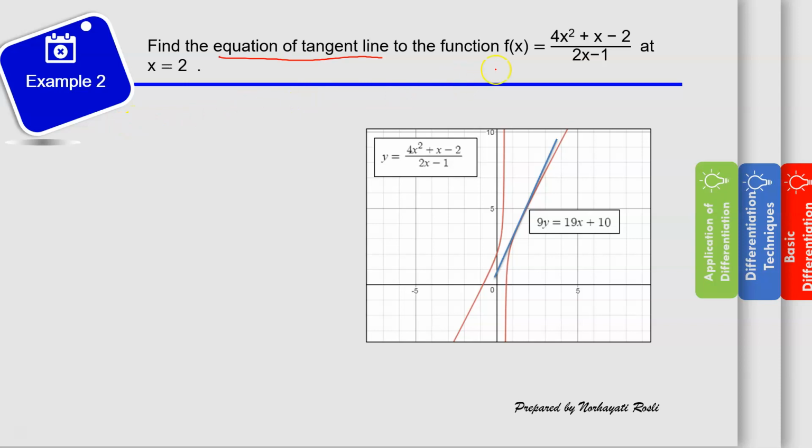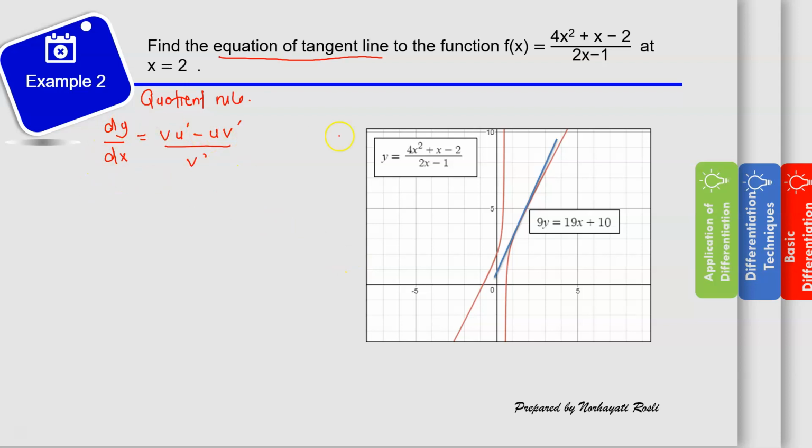We need to use quotient rule because we have a division of two functions. In this case, how to differentiate dy/dx? Use quotient rule. Quotient rule is given by the formula dy/dx equal to (v u prime minus u v prime) divided by v to the power of 2.